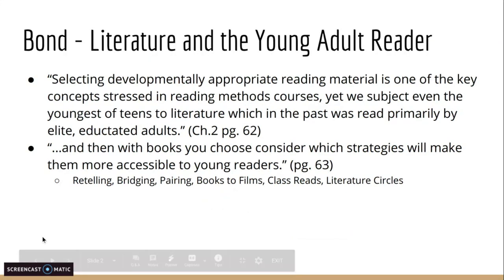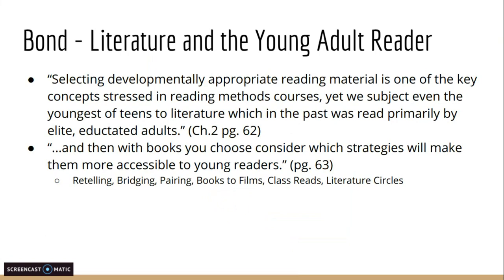According to Ernest Bond in his book Literature and the Young Adult Reader, selecting developmentally appropriate reading material is one of the key concepts stressed in reading methods courses. Yet we subject even the youngest of teens to literature which in the past was read primarily by elite educated adults. This comes from Chapter 2, page 62.